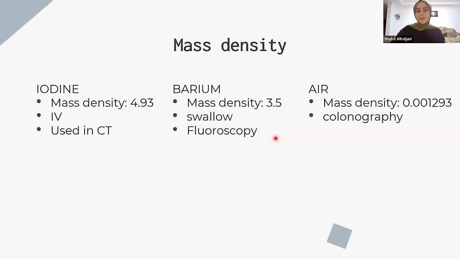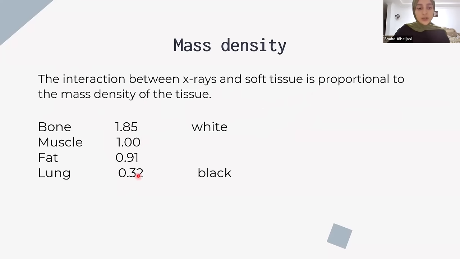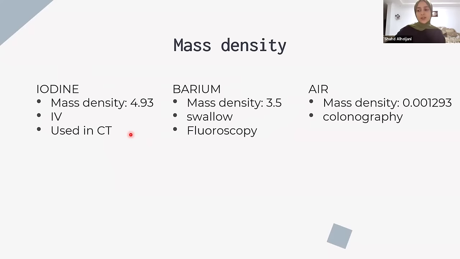Now, what about the contrast? You have different contrasts you can use. You can use iodine, you can use barium, you can use air. For iodine, the mass density is 4.93. It's given IV and it's used in CT as we saw previously. Mass density 4.93 compared to those is much higher than all of those. So would it show the images clearer or more dull? It will be clearer, so they will light up. So this is for iodine.